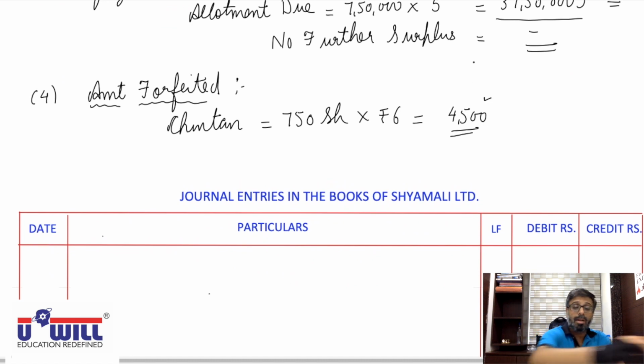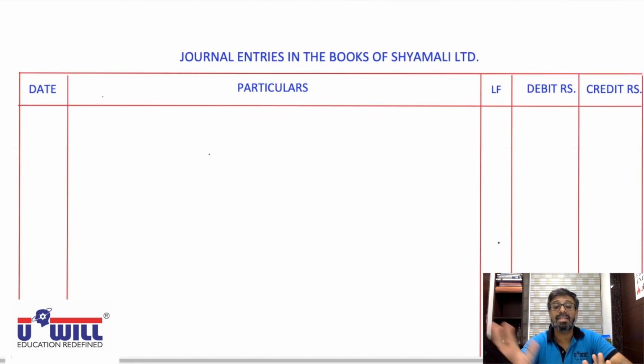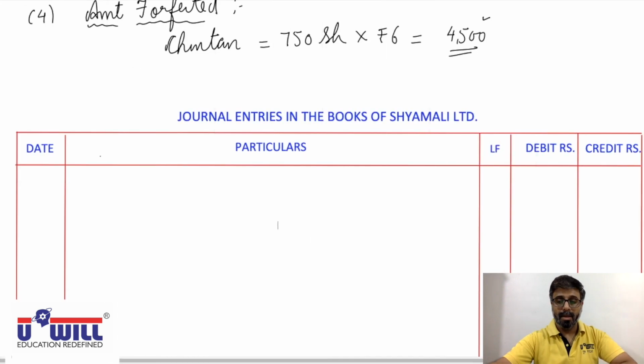Okay, all of you can pause the video, make the format of journal entries in the books of Shambly Limited, and then we proceed further. So pause the video and make the formats, and then we proceed further. Yes, so I hope everyone has done with the formats. Let's take up with the solution of this question now.